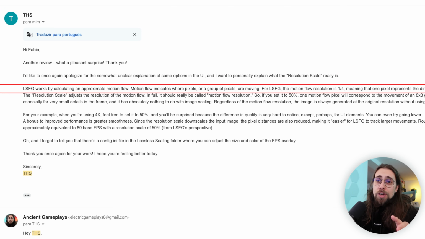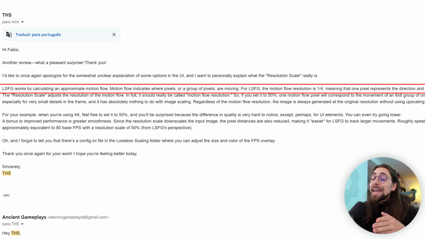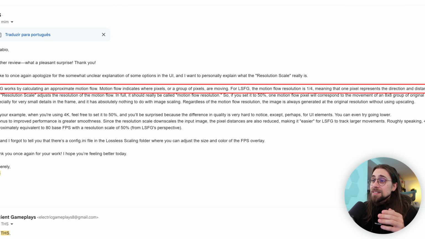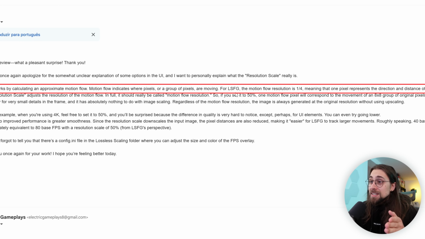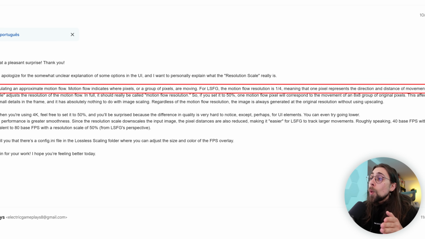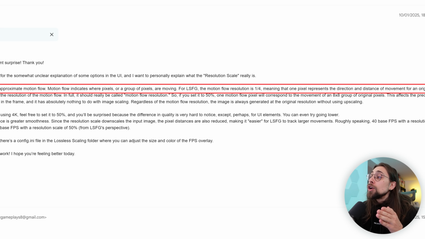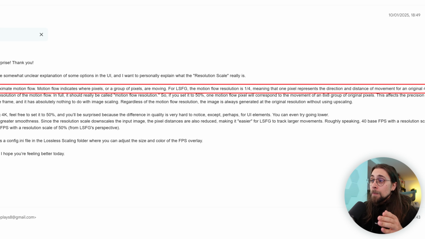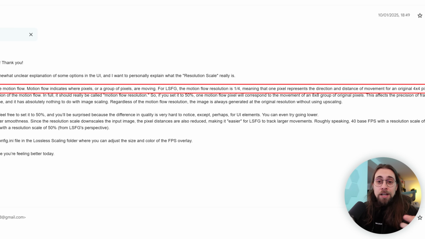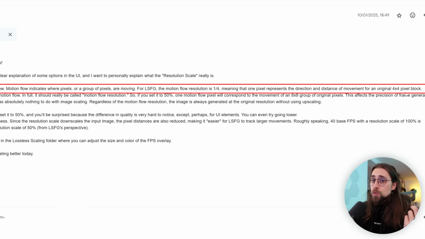Lossless Scaling frame generation works by calculating an approximate motion flow. Motion flow indicates where pixels or a group of pixels are moving. For Lossless Scaling frame generation, the motion flow is 1/4, meaning that one pixel represents the direction and distance of movement for an original 4x4 pixel block, meaning that instead of having a 4x4 pixel block doing the motion, it uses 1, it seems.